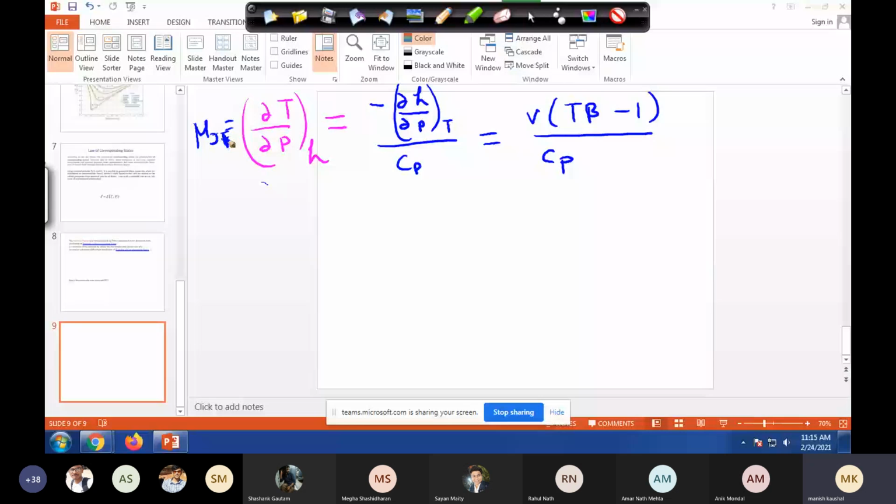So that's it. We have used the cyclic relation also, the Maxwell relation also. Then we expressed dH also in terms of dS and dP. So we have used everything in this problem. Great. Perfect.